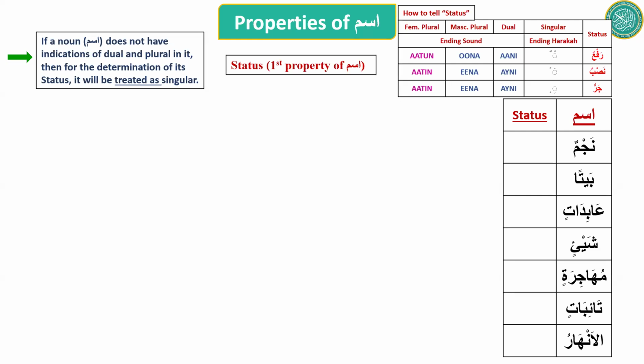That's all for now. This concludes our study of the first property of ism, that is status. Inshallah, tomorrow we will start the study of the second property of ism, that is gender. So that is where I will stop, and we go into the breakout room for more practice.